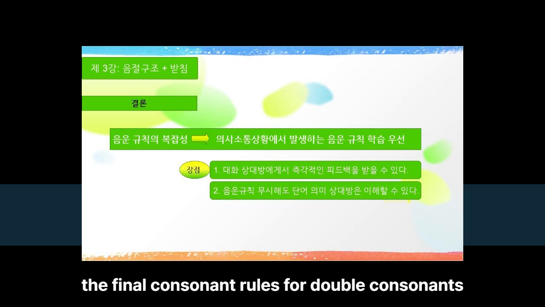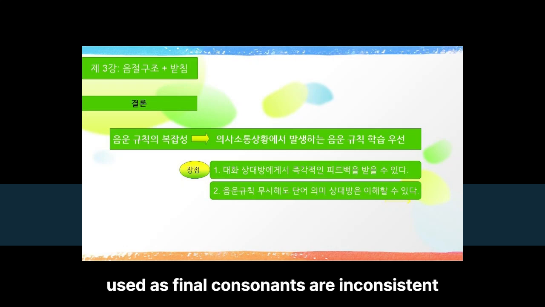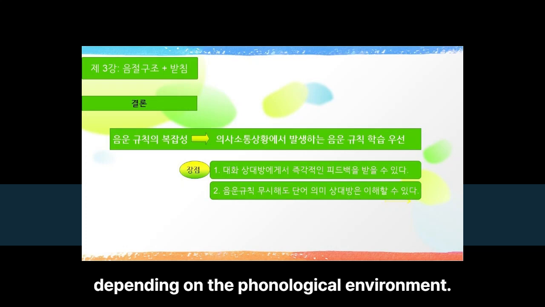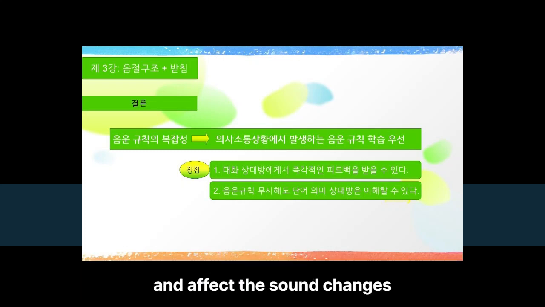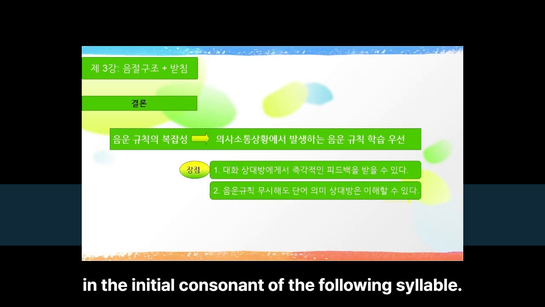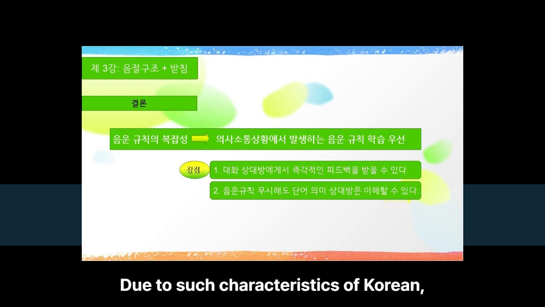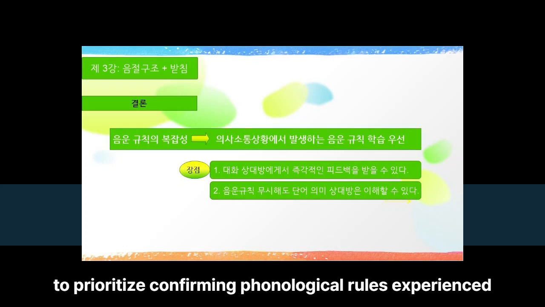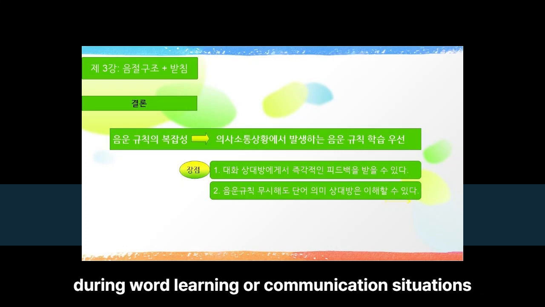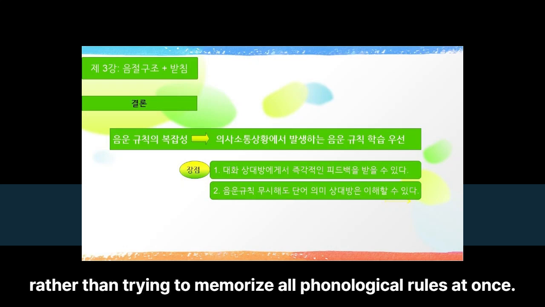In conclusion, the final consonant rules for double consonants used as final consonants are inconsistent, and the final consonant can change depending on the phonological environment. It can also be influenced by the initial consonant of the following syllable and affect the sound changes in the initial consonant of the following syllable. Due to such characteristics of Korean, as mentioned earlier, it would be much more efficient to prioritize confirming phonological rules experienced during word learning or communication situations, rather than trying to memorize all phonological rules at once.